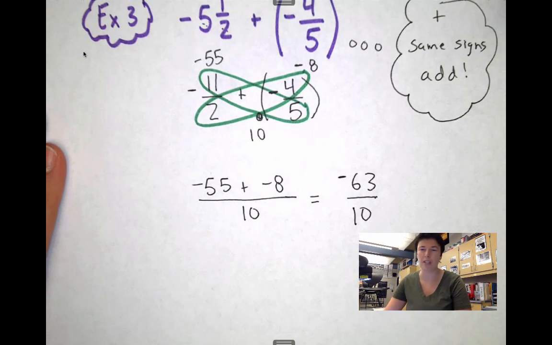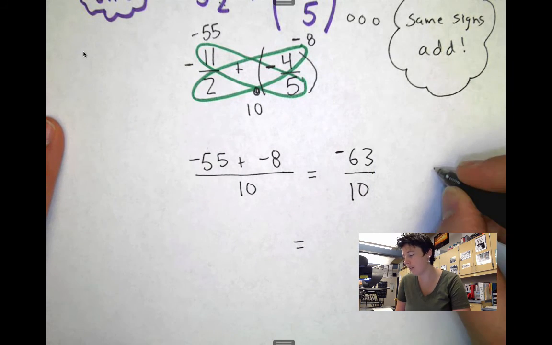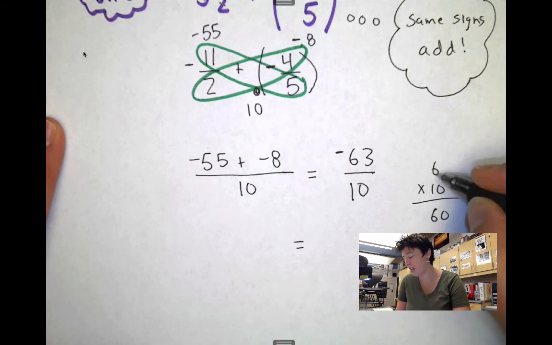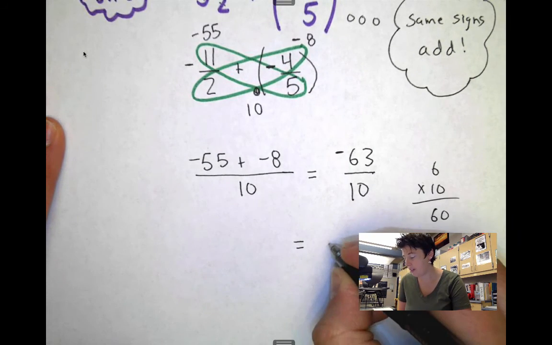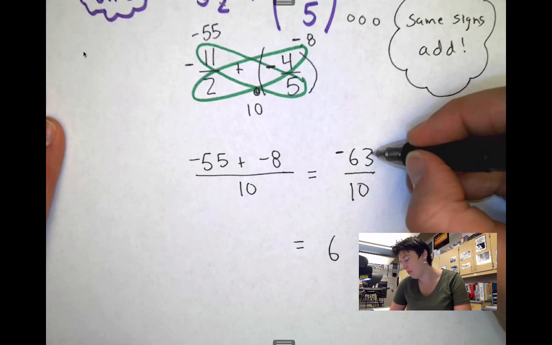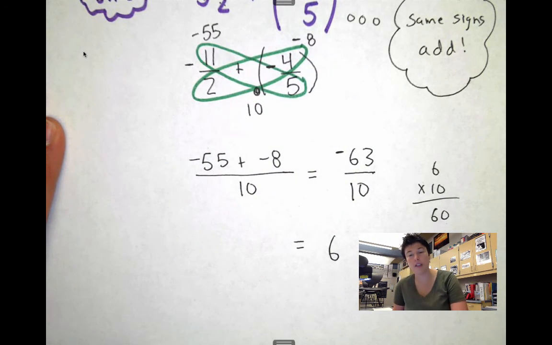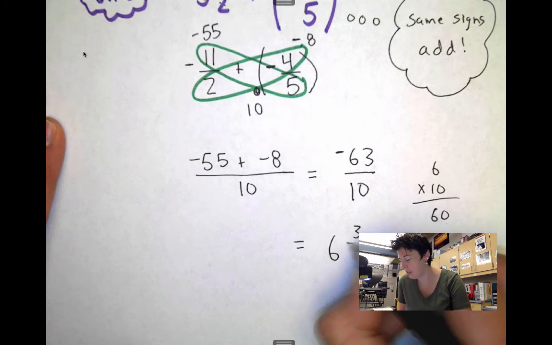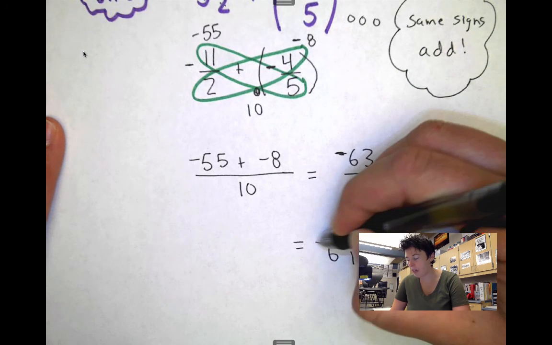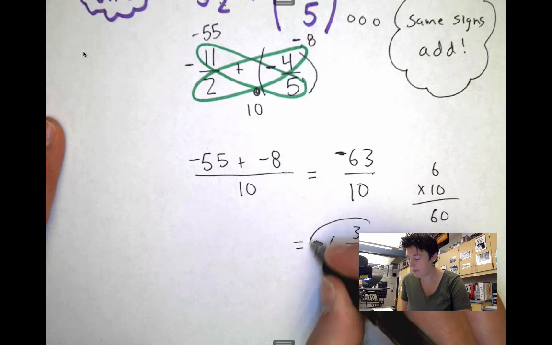I can put it back into a mixed fraction. So how many 10s go into 63? Well, I know 6 times 10 is 60. So 6 whole 10s fit into 63. So I'm going to have a 6. And if it's 60, and this is 63, my remainder, 63 minus 60, is 3. So I have a remainder of 3/10. And because the whole thing is negative, I'm going to put my negative out here with my whole number. So negative 6 3/10 is my answer. And I'm done.